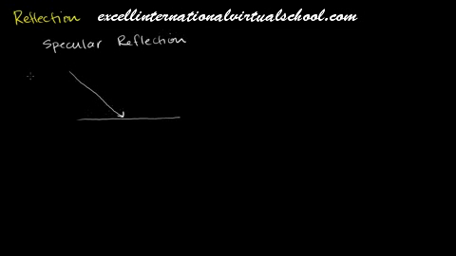Let me draw them. So the first type, and this is what we normally associate with reflection, is specular reflection. And in specular reflection, let's say that this is the top of a mirror. This is the surface of a mirror. If I have a light ray coming in, so let me draw a light ray coming in. And just to get the terminology right, this ray is the incident ray. And it's the incident ray because it's the ray as it approaches the reflective surface. So let me write that down. That right there is the incident ray.